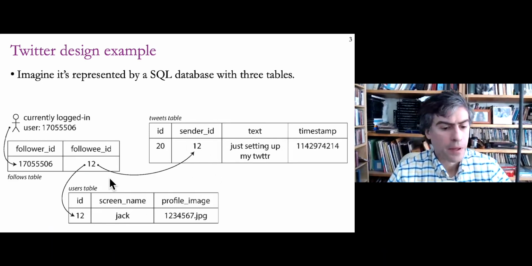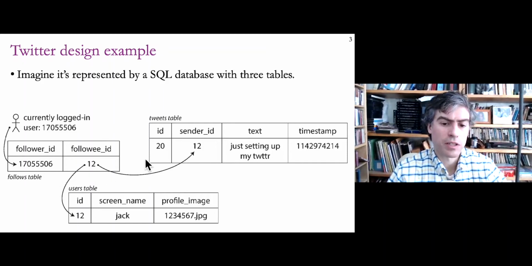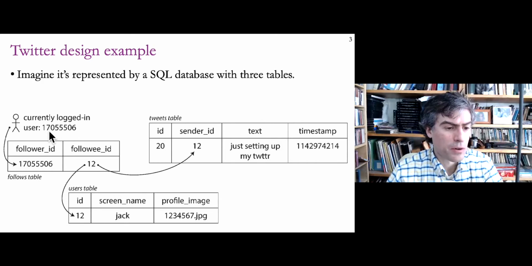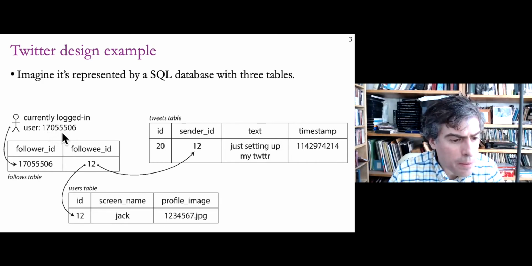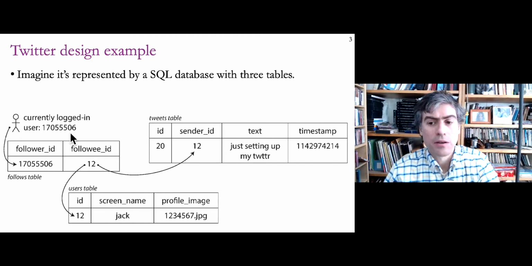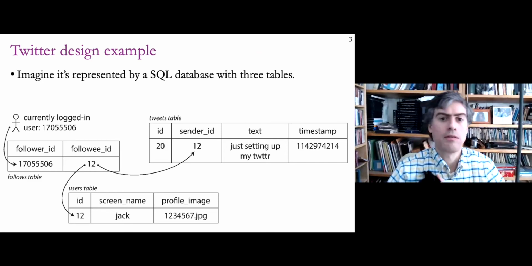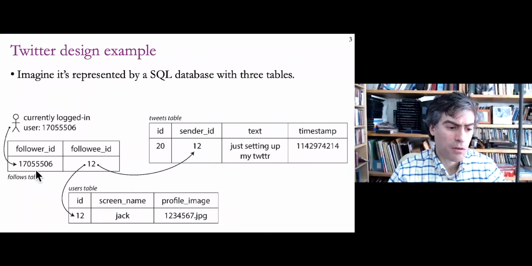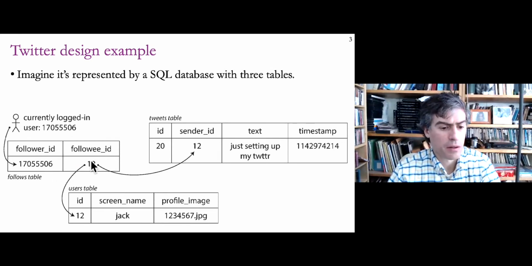And by joining together these three tables, we can build a feed. So, for example, if you are the user number 17 million here, whatever this number is, you want to see your feed. What that means is you want to see all the tweets from people who you follow, and you want to have them sorted chronologically, so you have the most recent at the top. So in the follows table, you can find all the rows where you're the follower, and that lists some person you're following, which we're calling a followee.